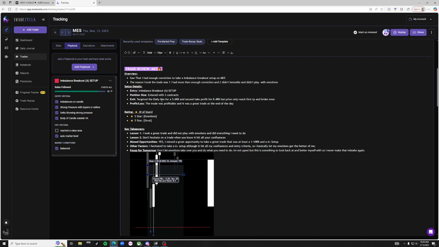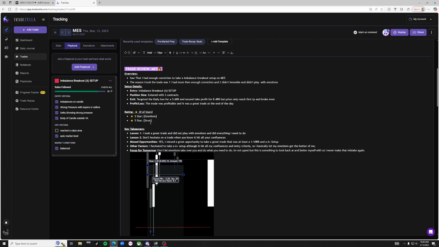Position size, entered with 3 contracts, targeted the daily low for a 5.6 R and a second take profit for an 8.4 R. But price only reached the first take profit, then it broke even, and I didn't get the second take profit. Was it a profit? The trade was profitable. At the end of the day, it was a great trade. I won a 5.6.